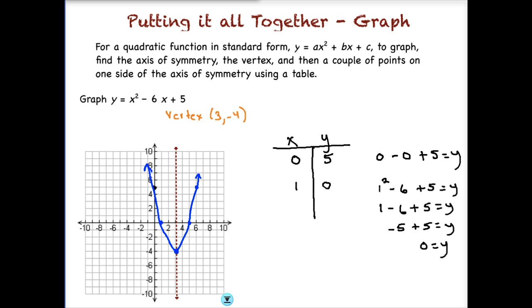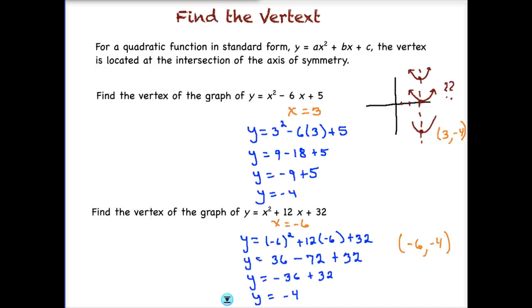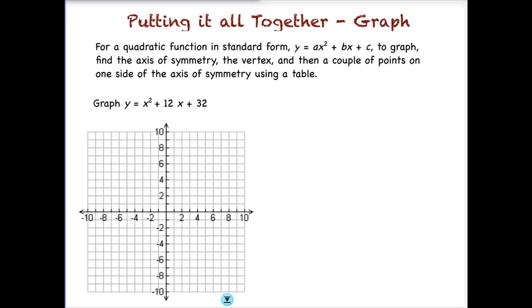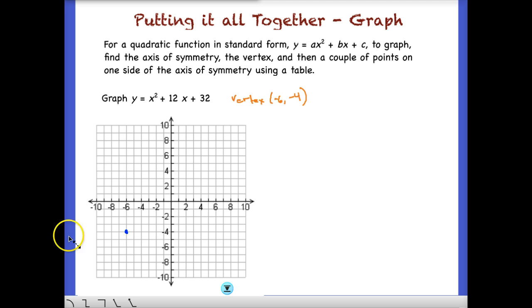All right. Let's go ahead and graph the other one. So let's remember that the vertex on the other one we found to be (-6, -4). So we'll go ahead and write that. Our vertex was (-6, -4). So let's plot that point. That's down here. And let's go ahead and draw in our axis of symmetry line. That'll make it easier to graph our other points.